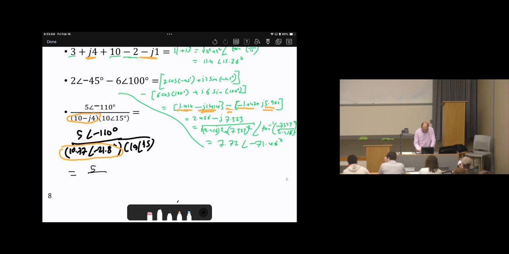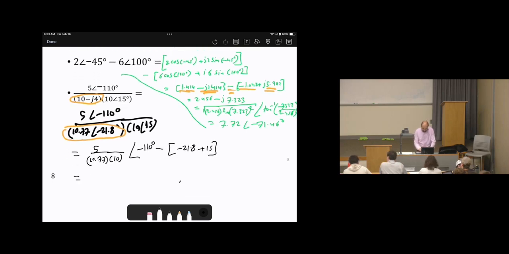It will be 5 divided by 10.77 times 10. Then the angle will be negative 110 degrees, then subtract negative 21.8 plus 15. That's how we do the angles. So the overall answer, after making this analysis, will be 0.046 angle negative 103.2 degrees. This is in rectangular coordinate.